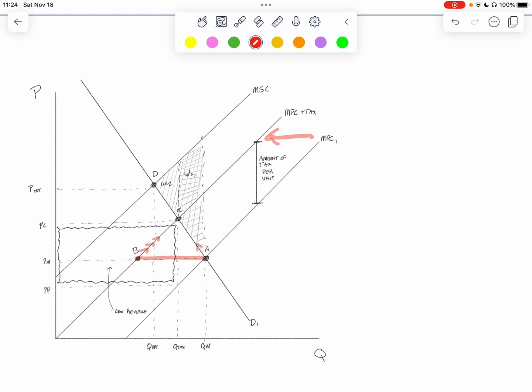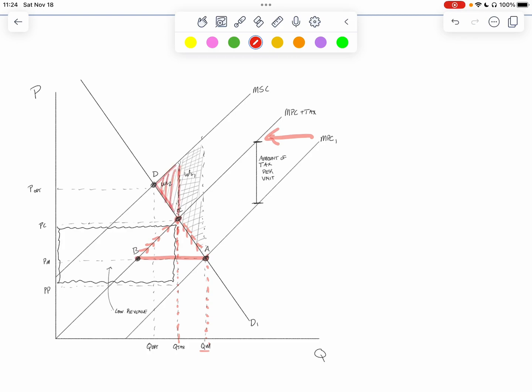This change in price acts as a signal to consumers to consume less of the good, and we end up at our new equilibrium point, point C. At point C, we can see that because of the law of demand, which has reduced demand as price has increased, quantity demanded has decreased. We can see that the quantity demanded at Q tax is less than the quantity demanded at Q market. This means that the welfare loss has decreased from welfare loss 1 and welfare loss 2 back to just welfare loss 2.